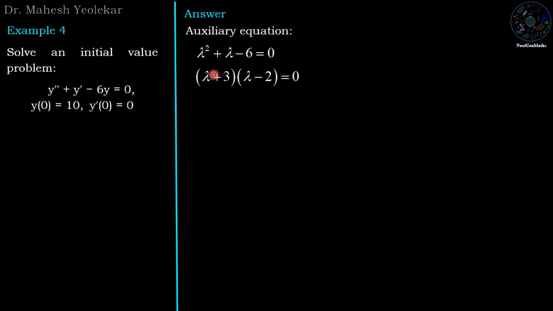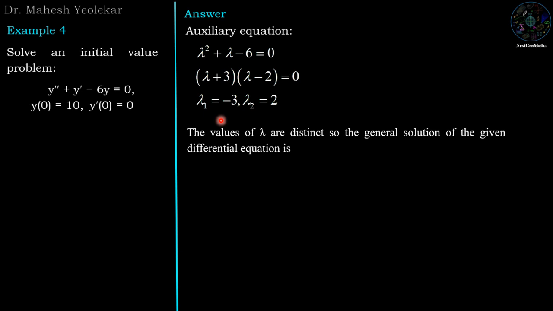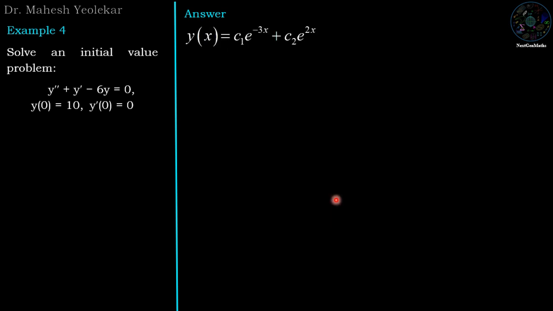The auxiliary equation is λ² + λ - 6 = 0. If we factorize, then (λ + 3)(λ - 2) = 0. So λ has two values, -3 and 2. λ1 and λ2 are real and distinct. Therefore the general solution is of the form c1 e^(λ1 x) + c2 e^(λ2 x), so c1 e^(-3x) + c2 e^(2x). Now we are going to find the values of c1 and c2 using the initial values y(0) = 10 and y'(0) = 0. First we find y', which is -3c1 e^(-3x) + 2c2 e^(2x).